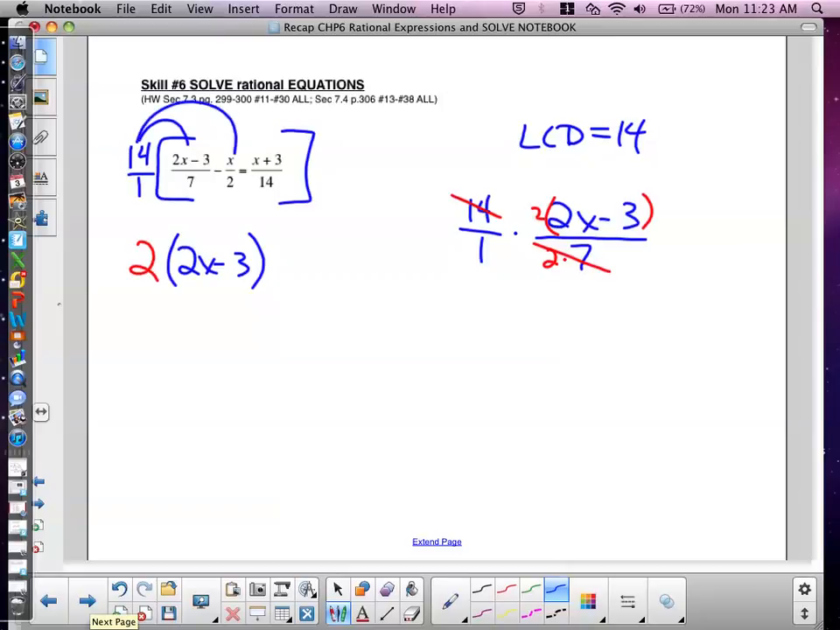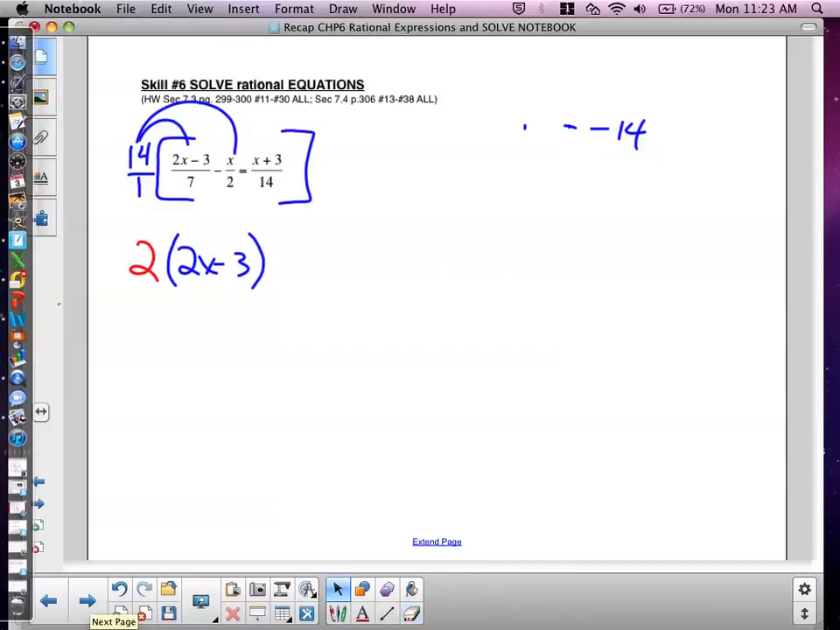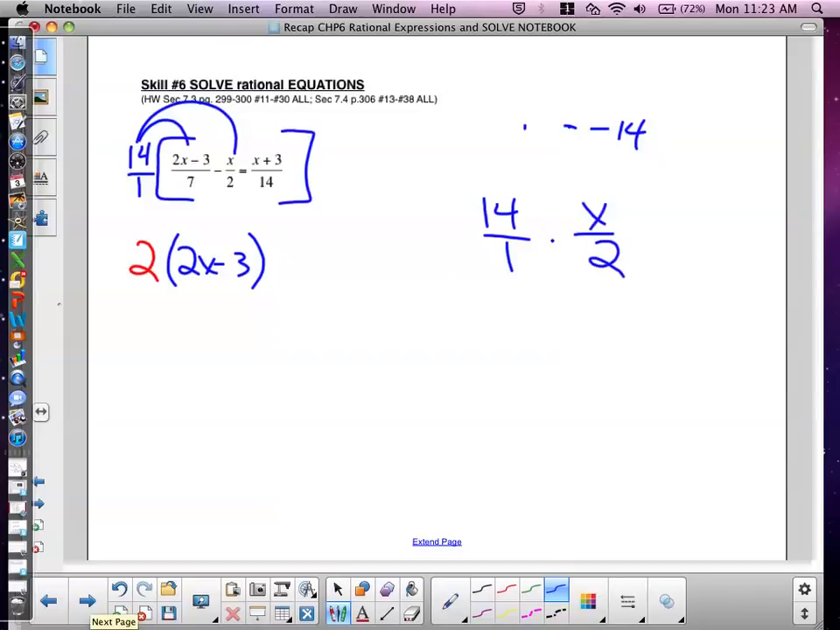Now I need to multiply the second term by 14 over 1. You can think of it as needing to multiply by a 7 in order to cancel the 14 out. And then what would remain is a 7x. When I come back to the original equation, I'm simply left with the term 7x.